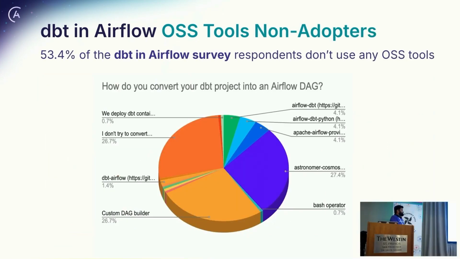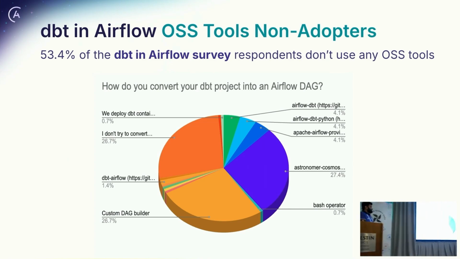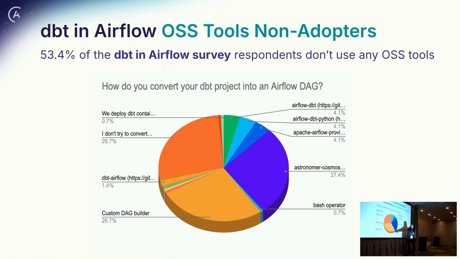Another very interesting thing, we recently started running a survey, dbt in Airflow, which we'll share the link for later on. And one of the questions was, which tool are you using to convert your dbt project into Airflow? And the answers were quite interesting. So we learned that 26% of the respondents don't try to convert dbt into Airflow. And many people, 26%, have their own custom converter from dbt into Airflow. So this means that more than half of the community is not using any of the open source tools we showed before, which shows, well, there is still lots of work we could do to try to unify the solutions.